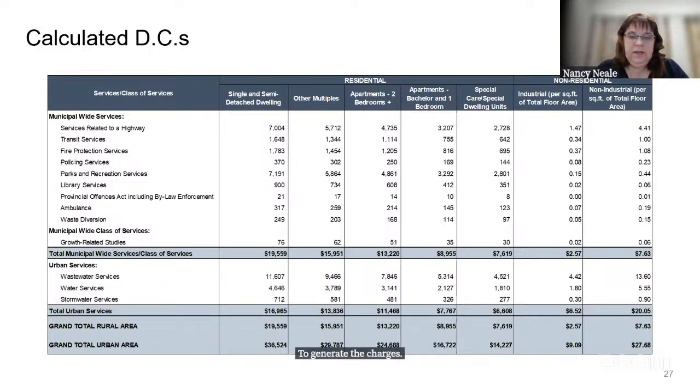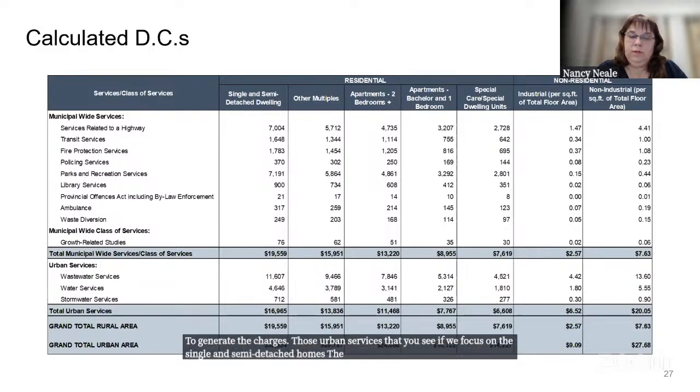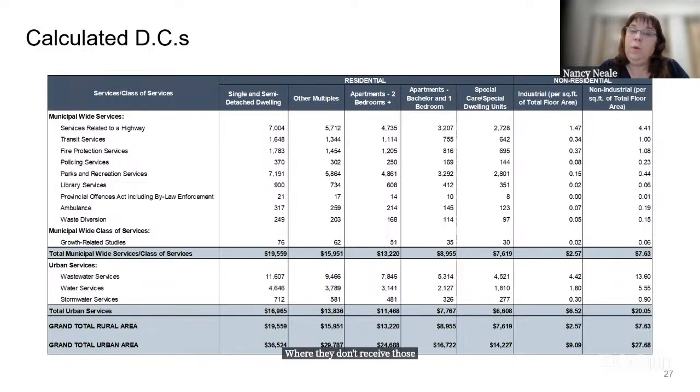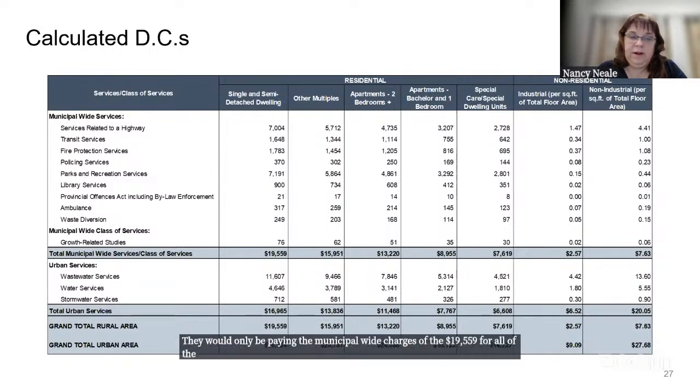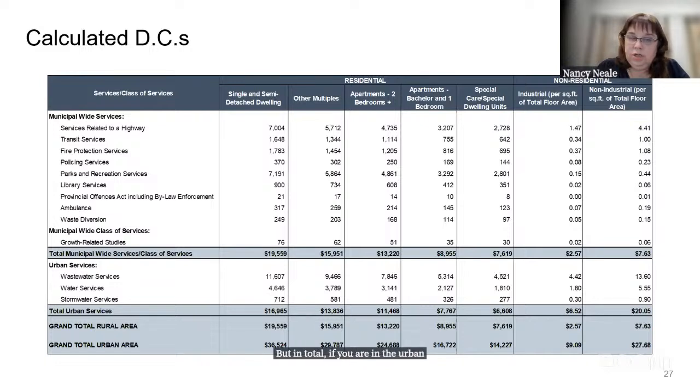Those urban services that you see, if we focus on the single and semi-detached homes, the water, wastewater, stormwater components of $16,965 would not be recovered from any new homes that are being built in the rural areas where they don't receive those services and they're on a well or septic tank. They would only be paying the municipal-wide charges of $19,559 for all of the other services they would benefit from. But in total, if you are in the urban serviced area, the calculated charge is $36,524.